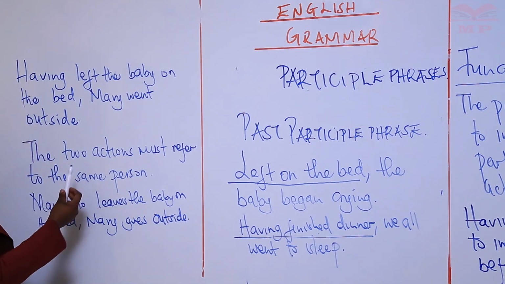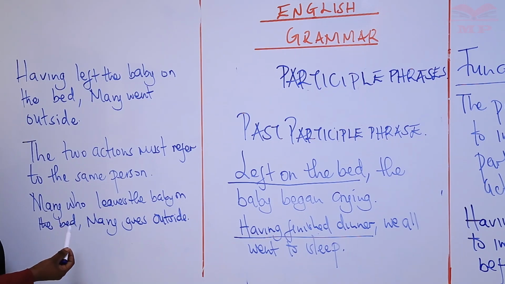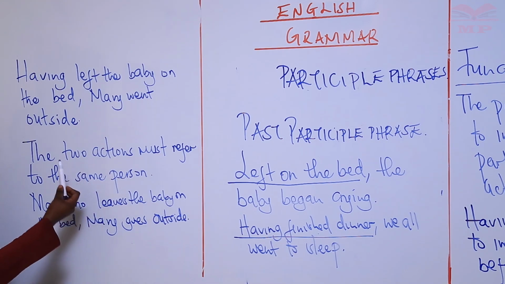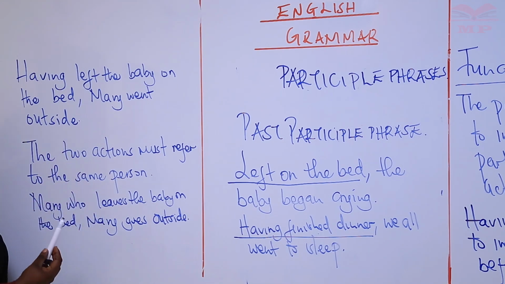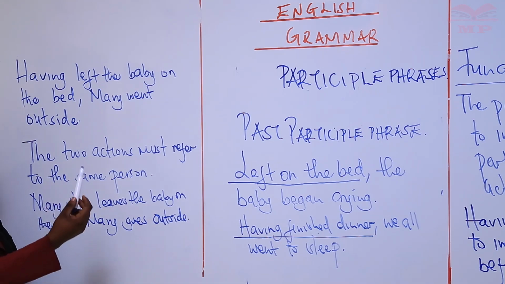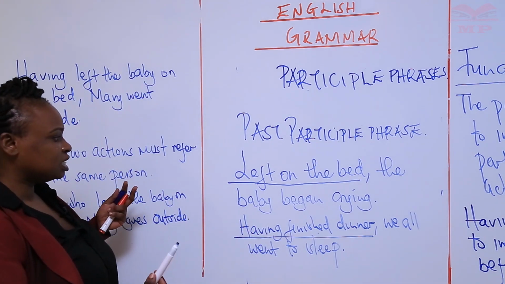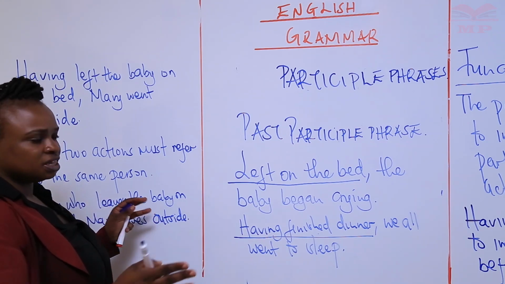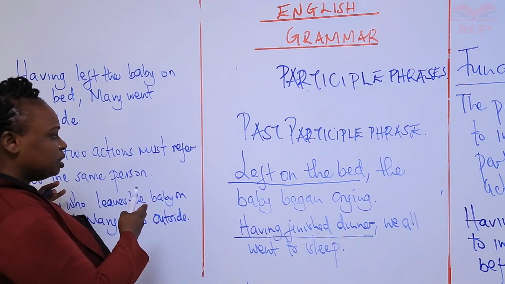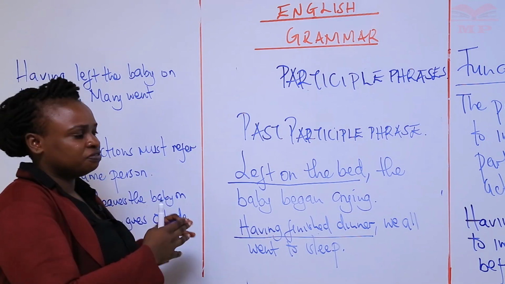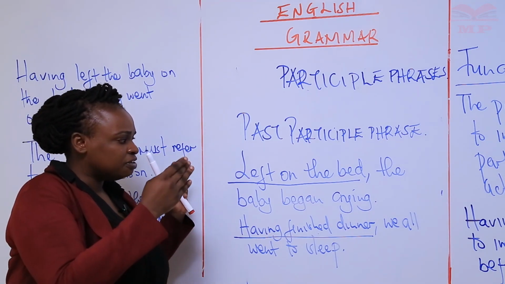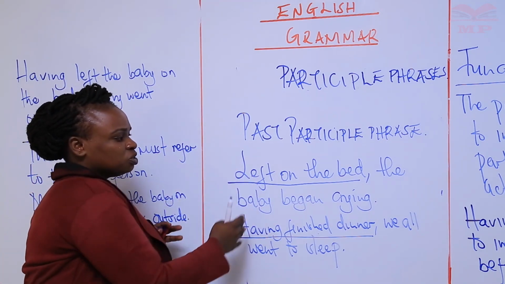So why say that the two actions must refer to the same person? This is to help us avoid the idea of dangling participle phrases. When you ensure that the two actions refer to the same person, it also helps us to avoid ambiguity. What are dangling participle phrases? These are just participle phrases that refer to different things. The action in the participle phrase is performed by a different person. So the two actions do not correlate.